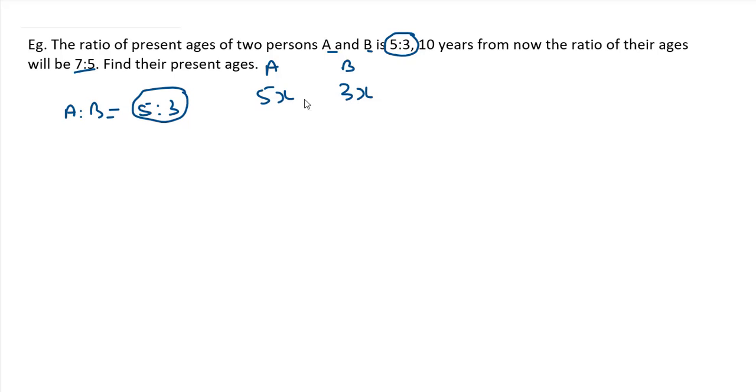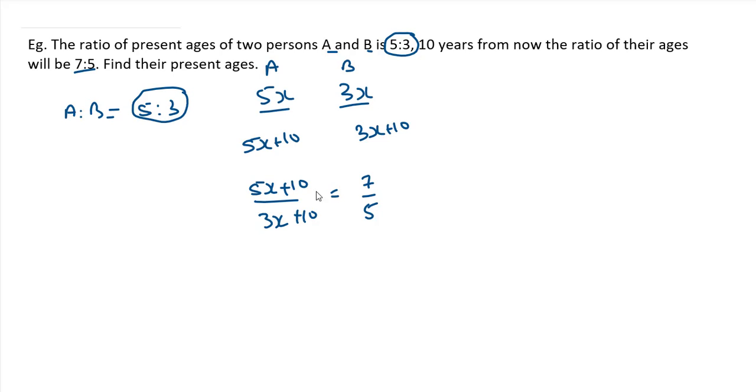So 10 years from now, since their present age is 5x, 10 years from now their ages will be 5x plus 10 and 3x plus 10. 10 years from now, the ratio of their ages will be 7:5. So if we take this ratio, 5x plus 10 upon 3x plus 10, this ratio will become equal to 7 upon 5. And we have to find what will be the present ages. So if we are able to find what is the value of x, we can substitute over here and get what will be the present ages.